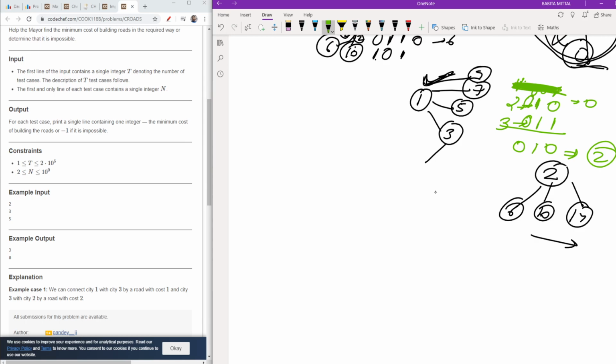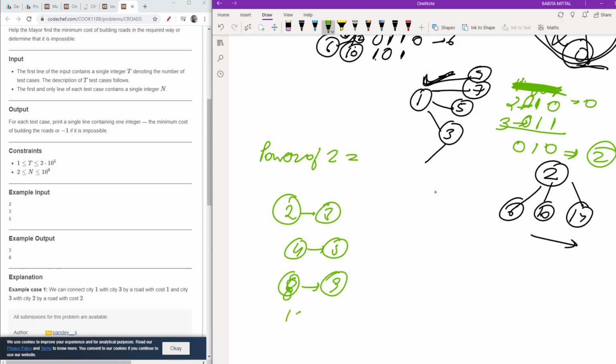So it is for sure that to attach a number which is a power of 2, I need a number 1 more than it. So to attach with 2 I need 3, to attach for 4 I need 5, to attach for 8 I need 9, to attach for 16 I need 17. So it is the first thing which is intuited to you.